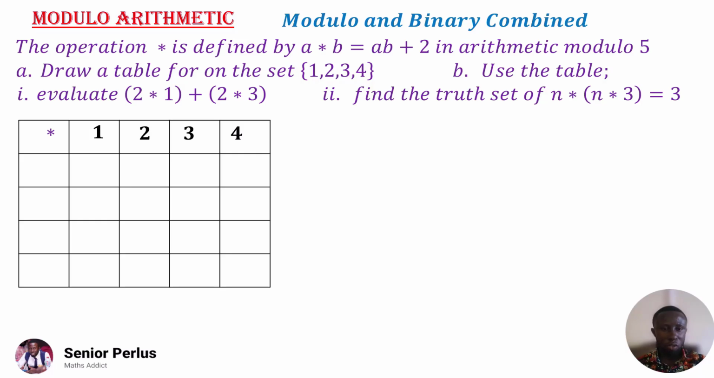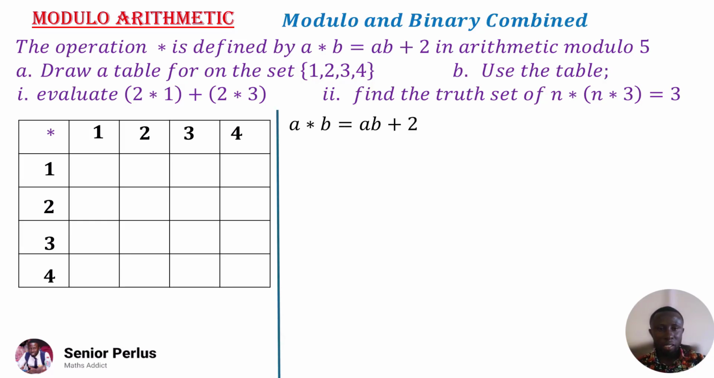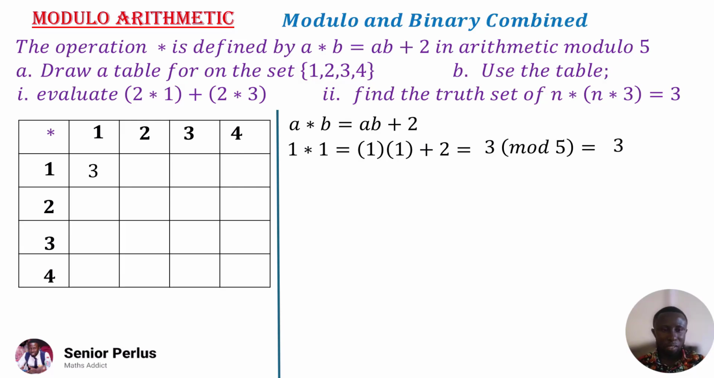We are given 1 2 3 4, 1 2 3 4. So 1 star, using the definition A star B is AB plus 2. The first one, 1 star 1 is 1 times 1 plus 2, which is 3 mod 5, and 3 mod 5 is 3 because it's less than 5. So just write 3 on the table. Then 1 star 2, that's 1 times 2 plus 2, and it's 4. 4 mod 5 is less than 5, so it's 4.